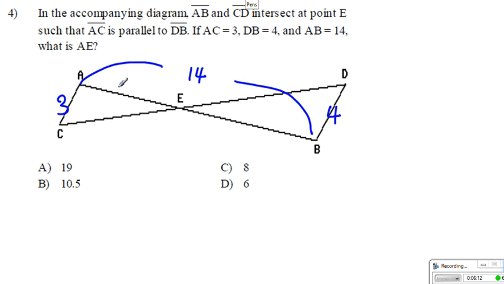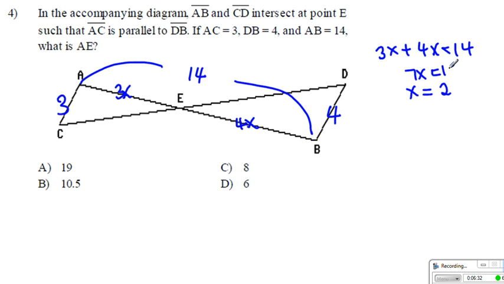So then here we can call this one as 3x by the ratio of 4x. Then we get to realize 3x plus 4x must be equal to 14. Then we get to realize that x must be equal to 2 by adding these two, which is equal to 7x being equal to 14. Now then x equals 2, then here we have this portion is equal to 6 and this portion is equal to 8. We are looking for AE, so AE must be equal to 6 right over here.